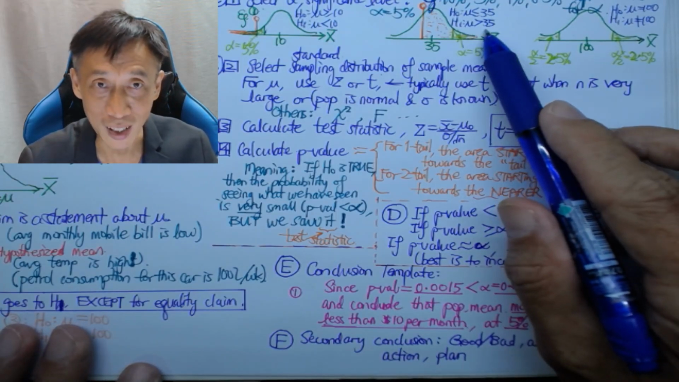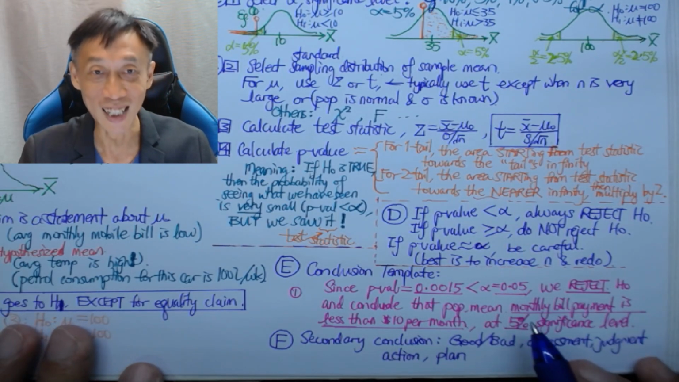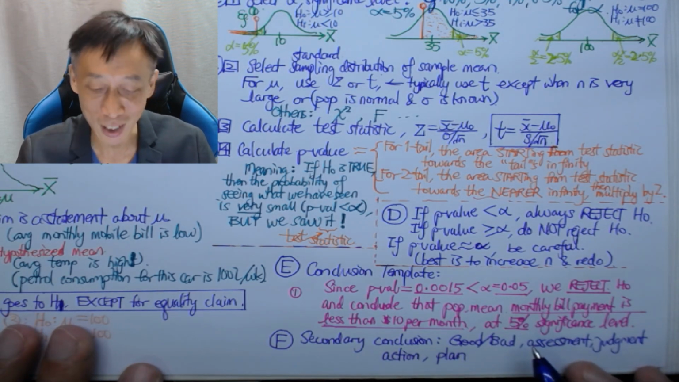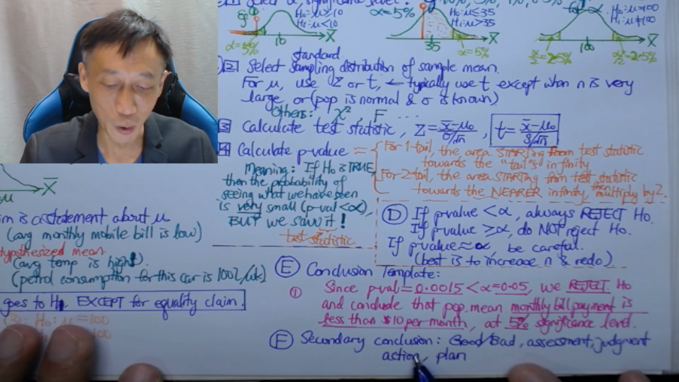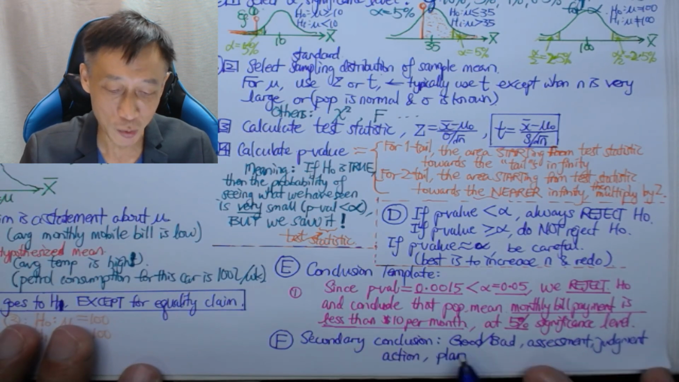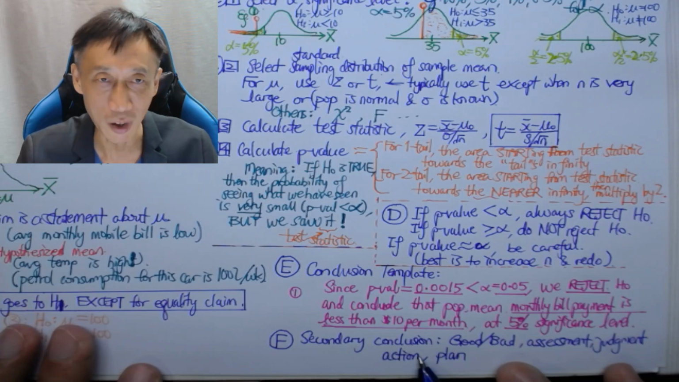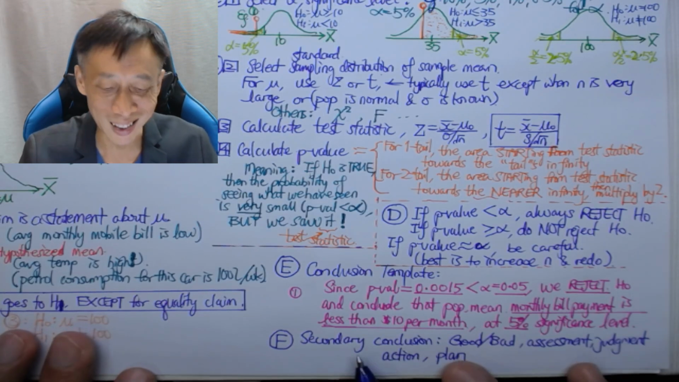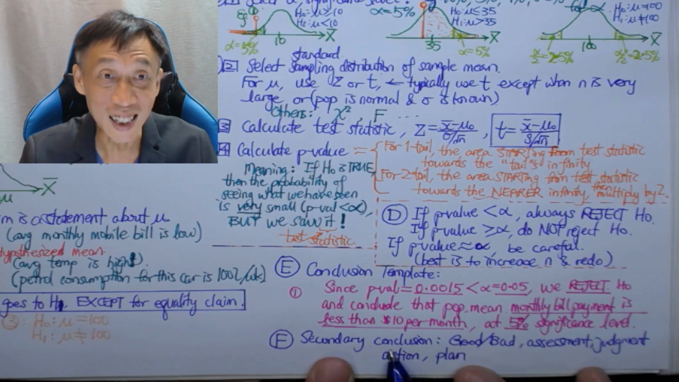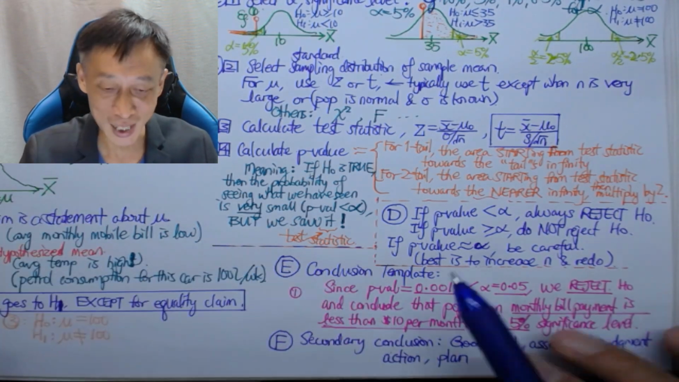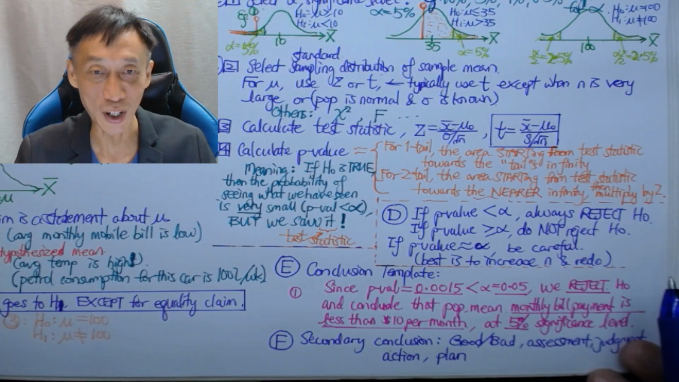But we fail to reject, so no action is our action. Because no, temperature is not that high as you claim it to be. So our judgment is no action. Don't buy the new aircon. Don't install aircon. At least not yet. Okay. So that is necessary because that's what started the whole process of hypothesis test and data collection in the first place.